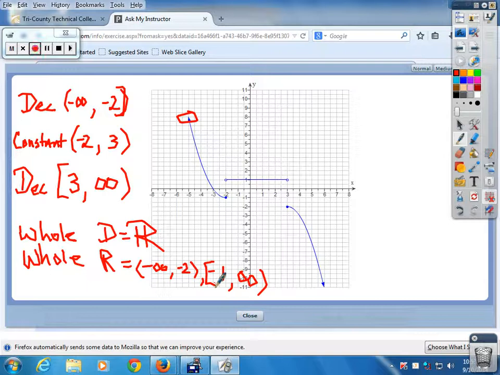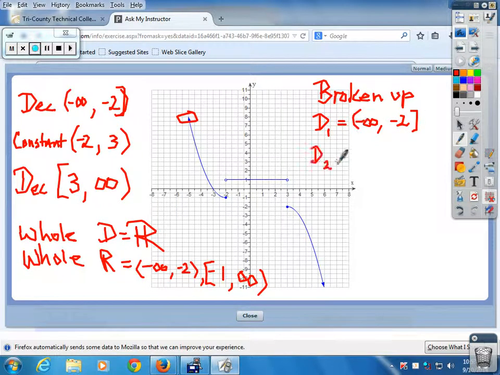Now, if you ask for a breakup, the domain is broken up. The domain for the first part is negative infinity to -2. The domain for the second part is from -2 to +3 with what? Parentheses. And then the domain of the third part is 3 to what? Infinity. Kind of like you're increasing and decreasing.